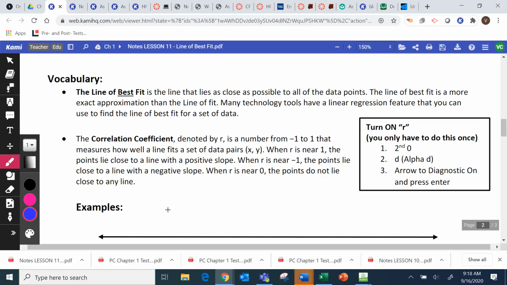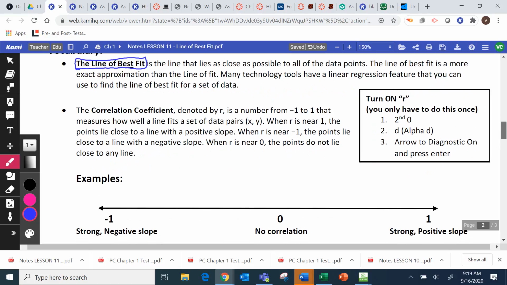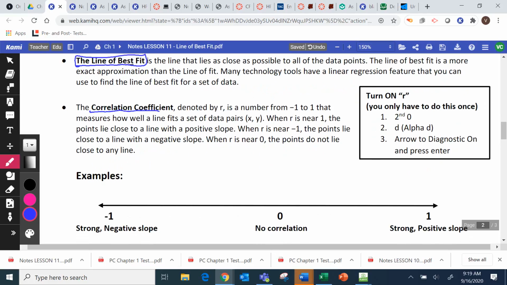There's two things you need to know, and the first is the line of best fit, which is the line that lies as close as possible to all of the data. And then the correlation coefficient is the other thing that you need to know, and it's going to be denoted by an R on your calculator. The number could range from -1 to +1, and it's telling you how well your line will actually correctly predict these points, how close your information fits to a line.